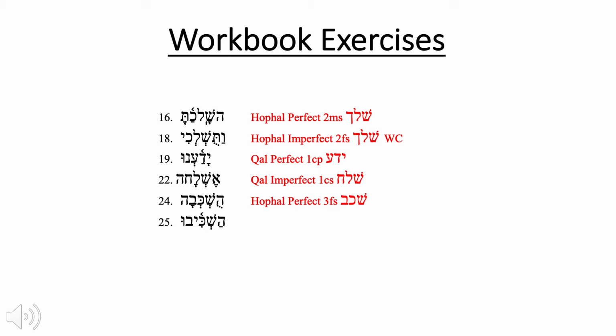24, shockingly, is actually a Hophal. We see the hey plus the U-class vowel underneath the hey. We also see the 3fs ending, the hey at the end of the verb, so we know this is a Hophal perfect. What about number 25?